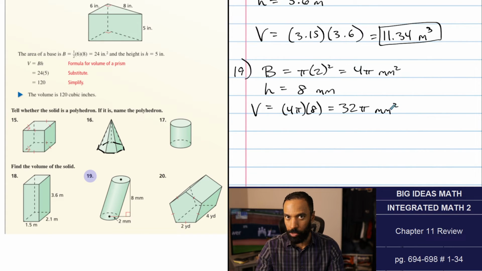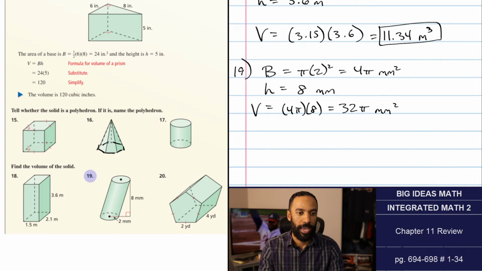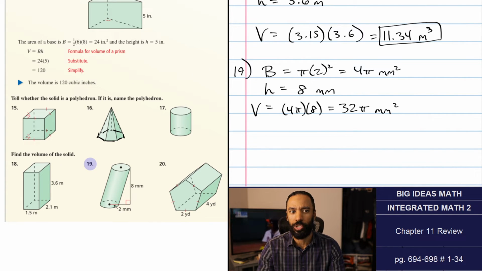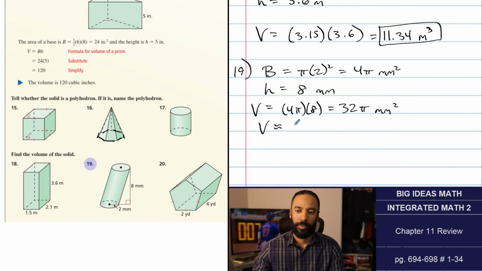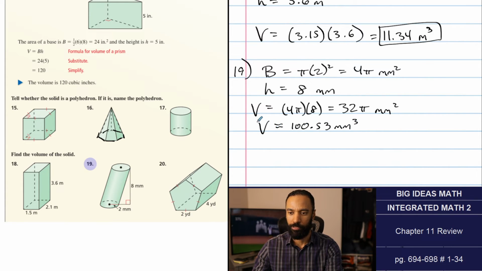It's going to be very close to 100, if not more. So 32 pi, well, I don't know how many decimals they were using. We didn't get to see. I'll go to 2. I'll err on the side of caution. Probably should have used 2 for the previous set. 100.53 cubic millimeters for volume.